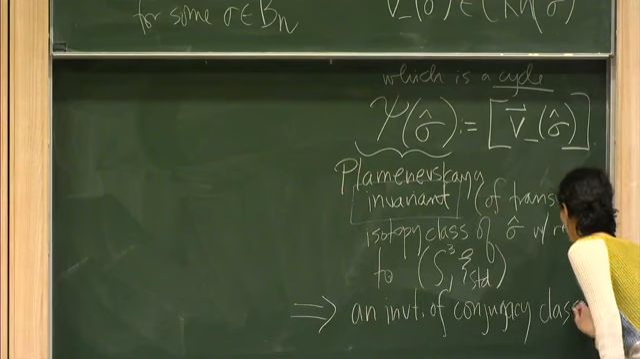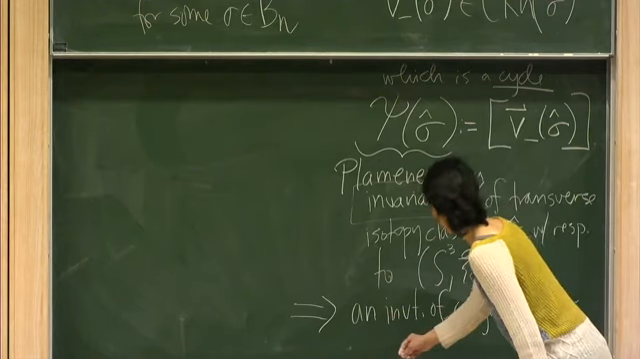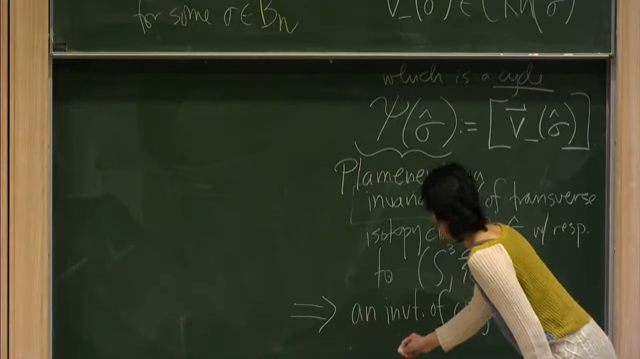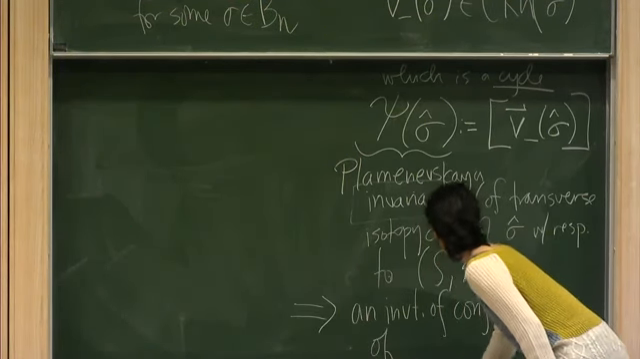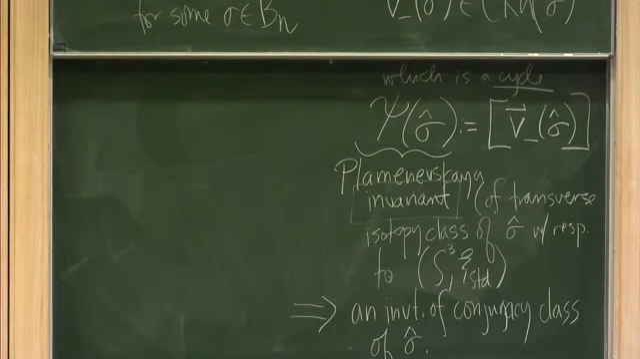Because of course, if a braid is conjugate to the trivial braid, then it is the trivial braid. Invariant of conjugacy class of sigma. Okay. So it's this invariant that we're going to use to detect the trivial braid, and hence solve the word problem in the braid group.